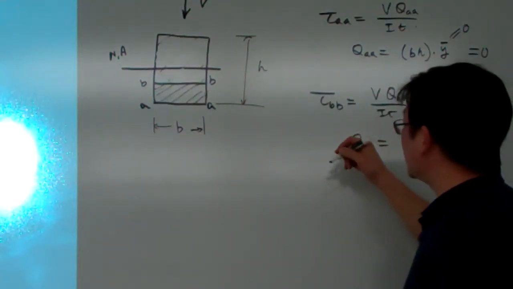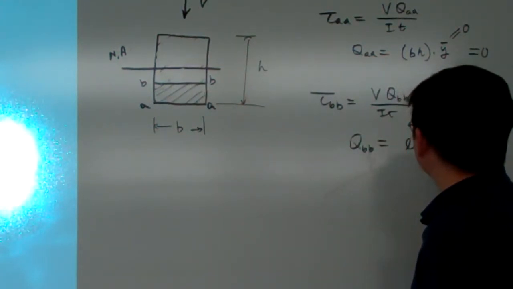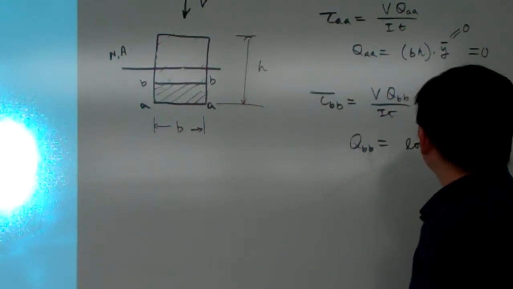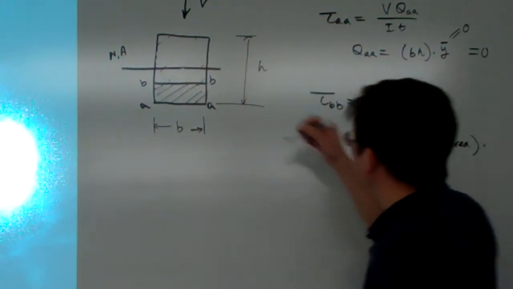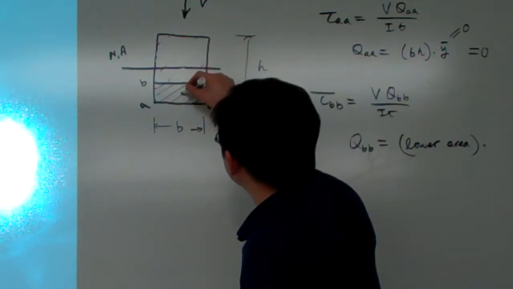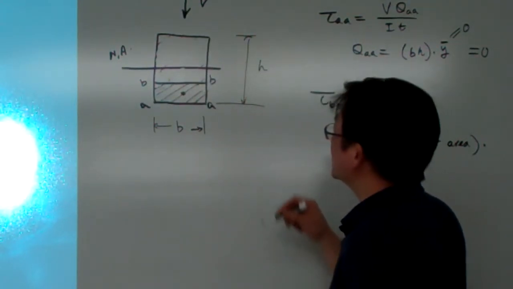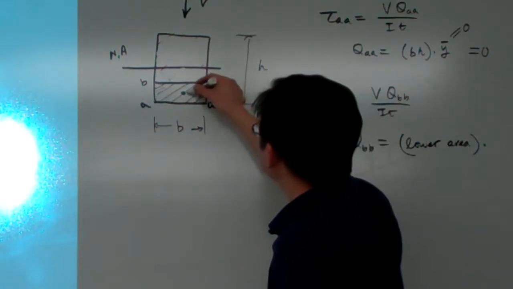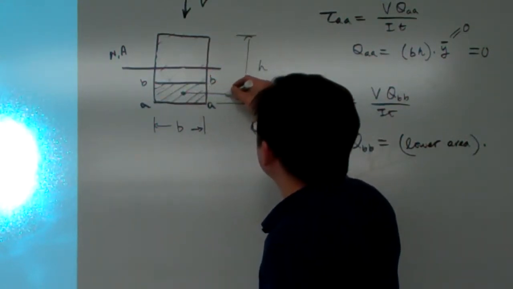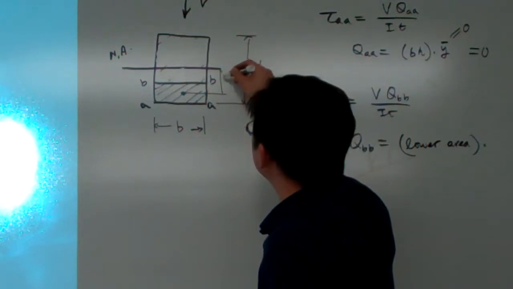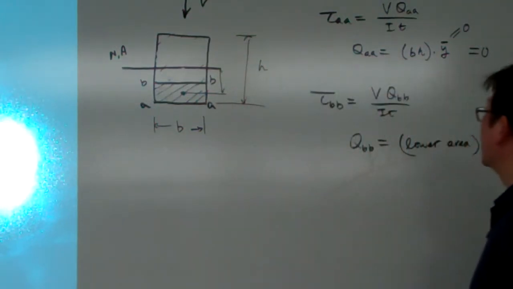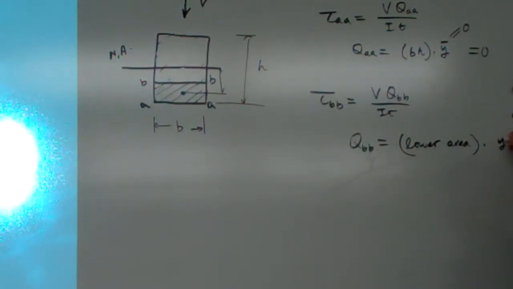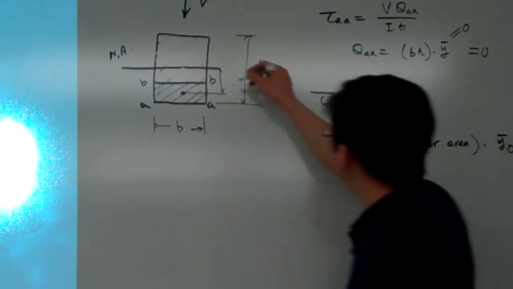So for example, here that is the lower area, multiplied with the distance. Whatever the distance is, let me call that y1.